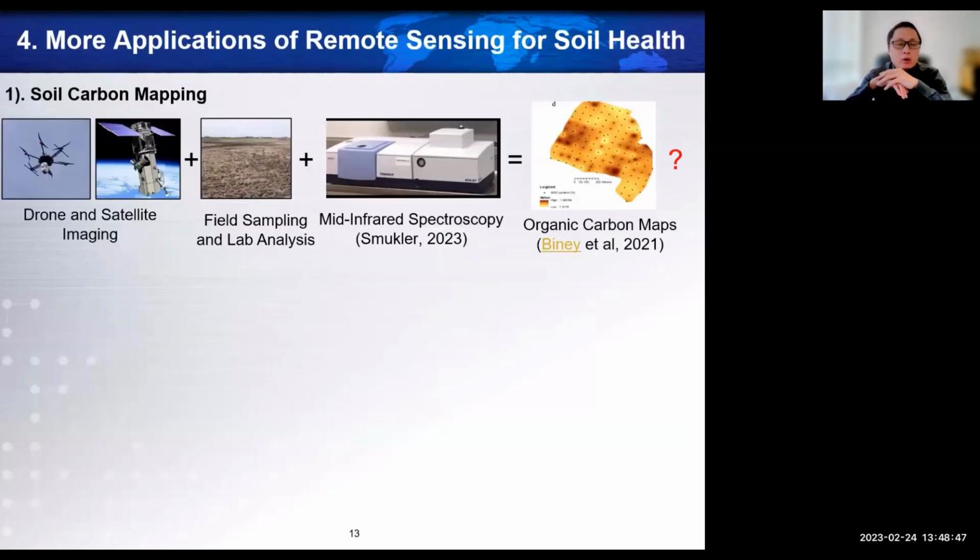Next, I will introduce more applications of remote sensing for soil health evaluation, so you can get some ideas if remote sensing technology can potentially contribute to your work.